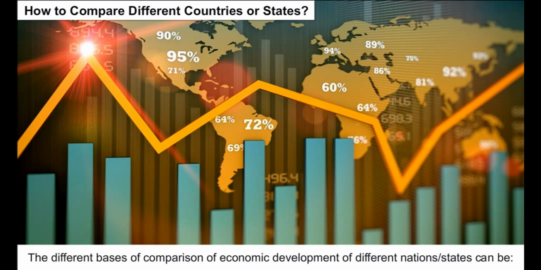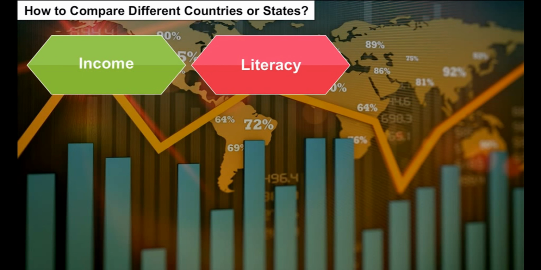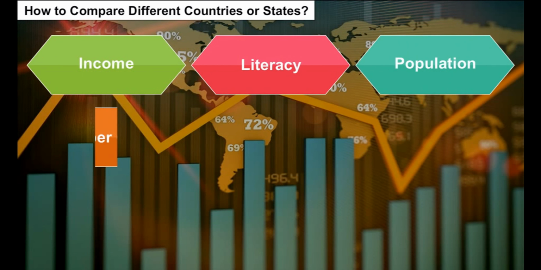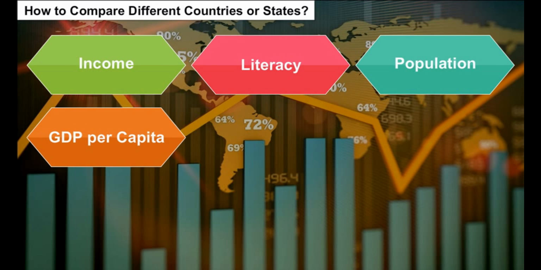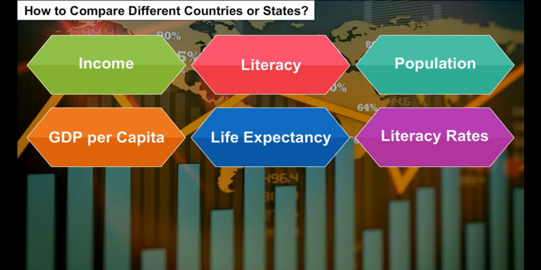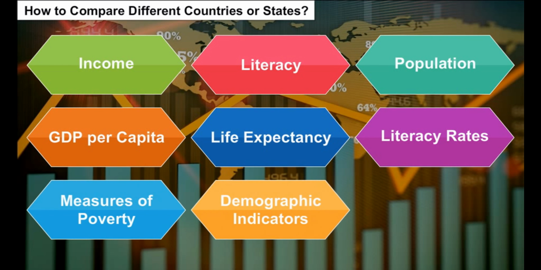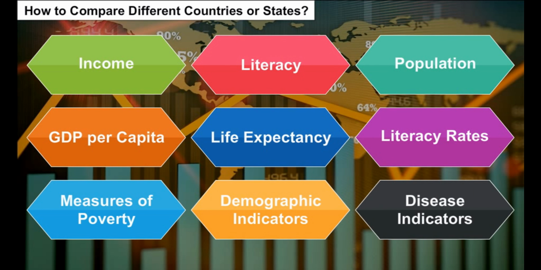The different bases of comparison of economic development of different nations or states can be income, literacy, population, GDP per capita, life expectancy, literacy rates, measures of poverty, demographic indicators and disease indicators.